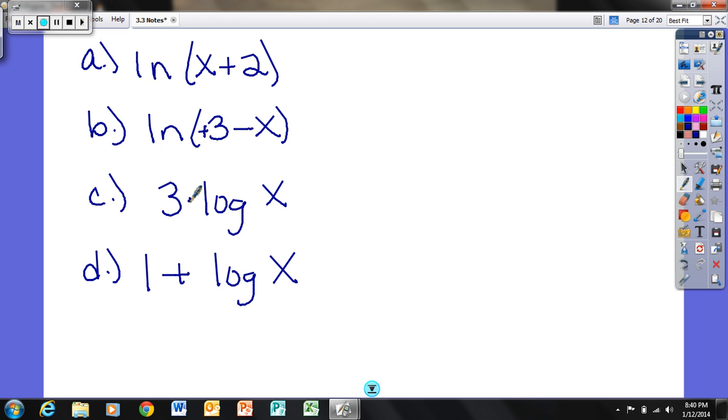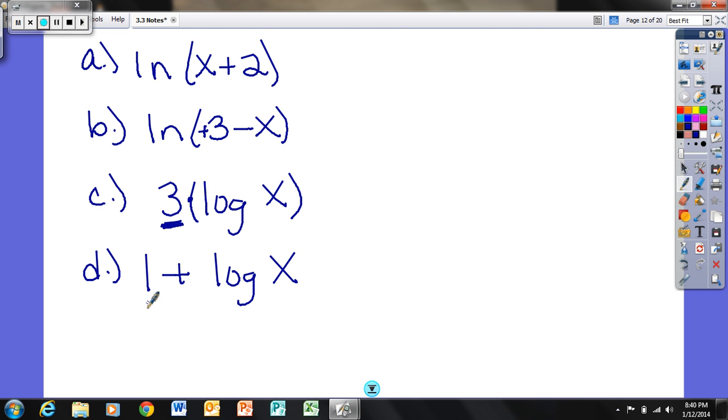In letter C, we're multiplying 3 by the entire function. We're not actually changing our normal function. We're multiplying the entire function by something. So that means it's going to be a vertical change. It's going to be a vertical stretch by a factor of 3.